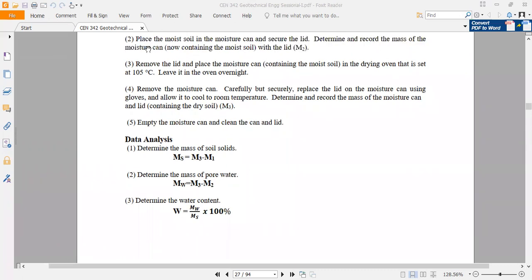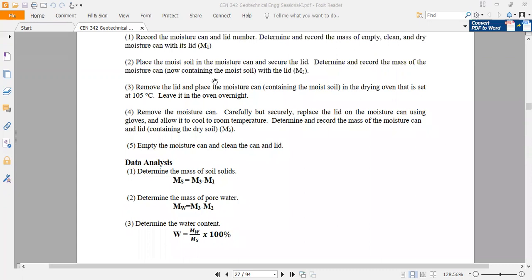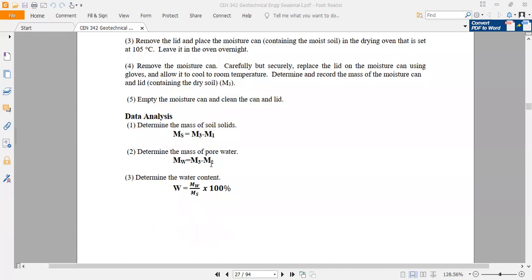M2 means the can containing the moist soil with lid. That means without putting the soil sample into the oven, we already determined M2, the weight of the soil before keeping it in the oven, together with the can and lid. So if we deduct M2 from M3, that is M3 minus M2, then we can find the moisture or pore water.